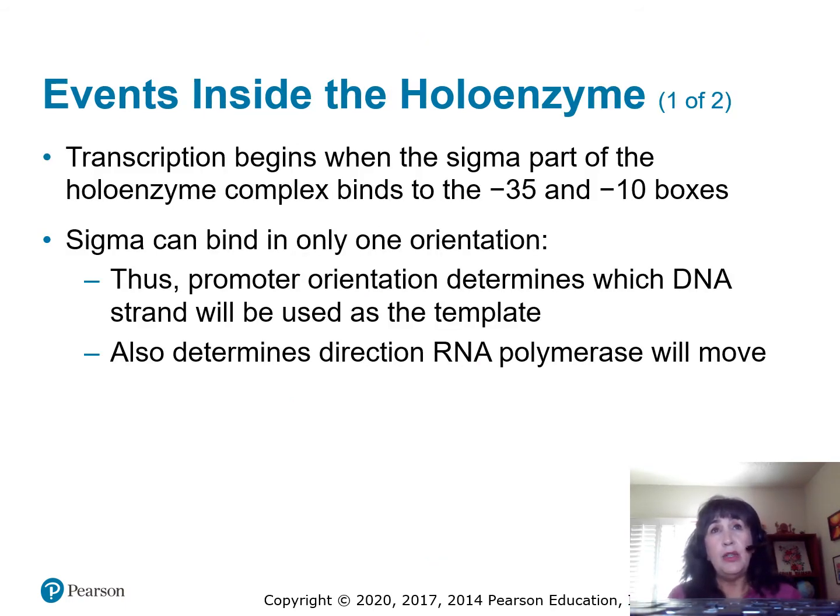It says here transcription begins when sigma binds to the -35 and -10 boxes. So sigma is the first part that initiates this copy of going from DNA to messenger RNA. It says sigma can only bind in one direction, and that really shouldn't bother you because we've been talking about directionality for so long. So the promoter orientation determines which DNA strand will be the template, and it also determines the direction that polymerase will move.